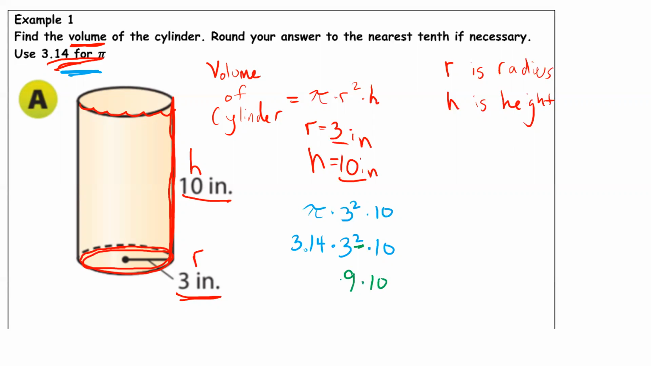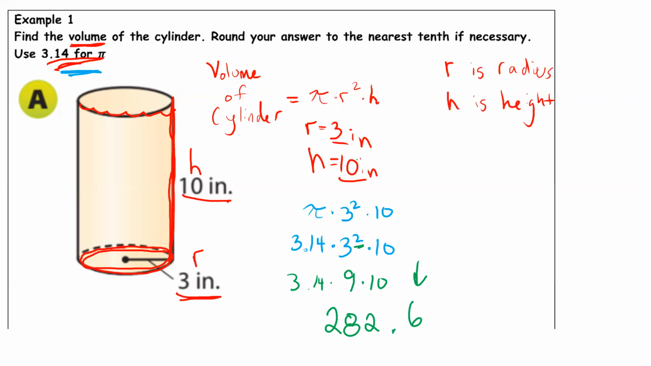And now I'm going to punch in the rest of this. I'm going to do 3.14 times 9 and times 10 all on my calculator. So I recommend doing the same. And let me just do that real fast. 3.14 times 9 times 10. And we get the answer of 282.6. Now it said round to the nearest tenth. This 1 to the right of the decimal, that's the tenths, okay?